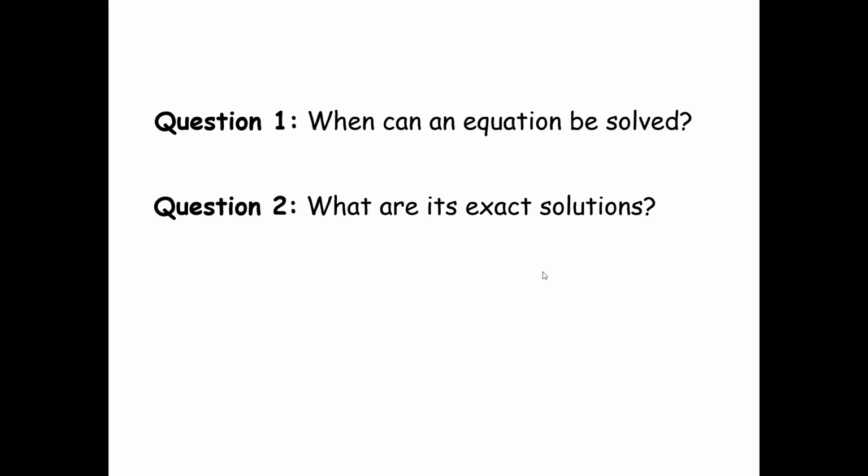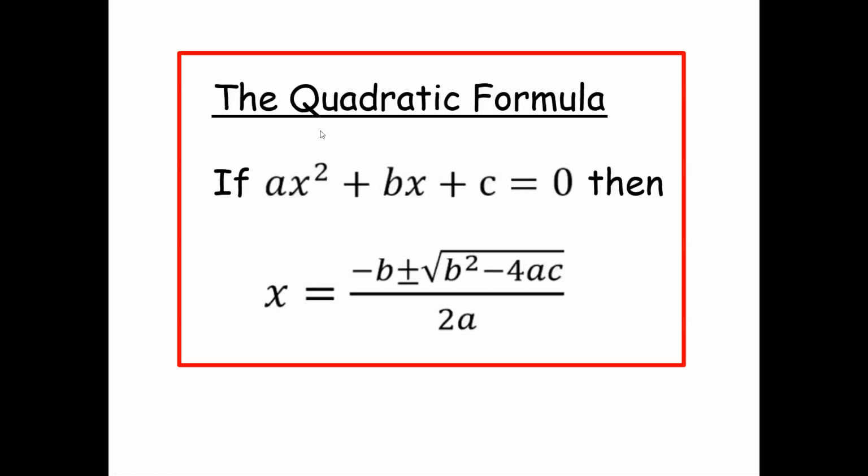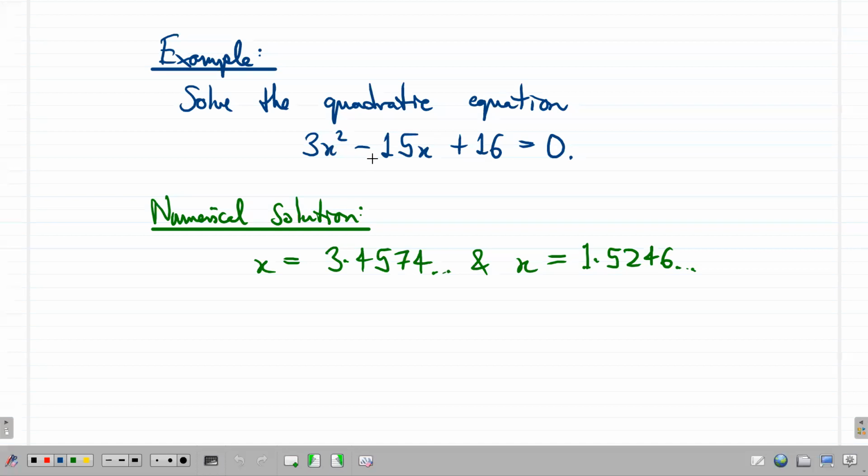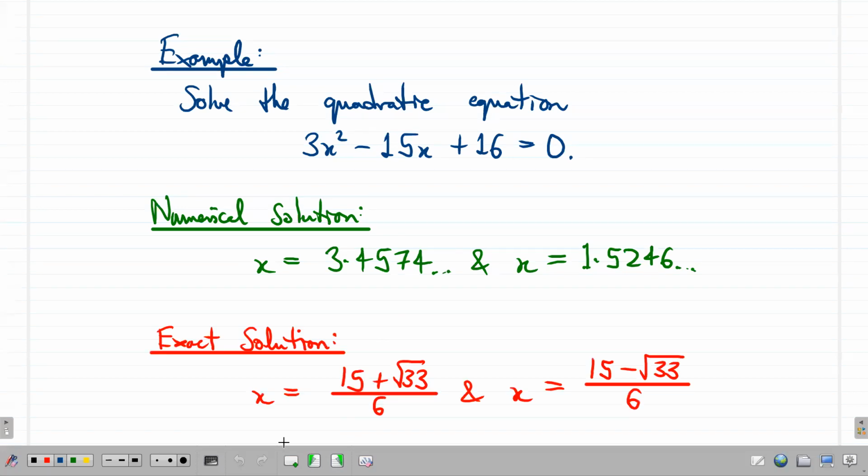We've already seen this for quadratic equations, because for quadratic equations, we have this wonderful tool, the quadratic formula, that finds you the roots of this polynomial here in terms of the three coefficients, A, B, and C. So if we use the quadratic formula on our example over here, 3x squared minus 15x plus 16, the quadratic formula will tell us the following. The exact solution to this equation, there's two of them, 15 plus the square root of 33 over 6, and 15 minus the square root of 33 over 6.